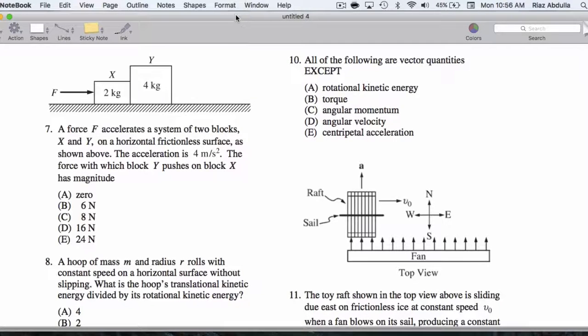Buckle your seatbelt because we are on page 2 of this amazing solution set. All right, here we go.